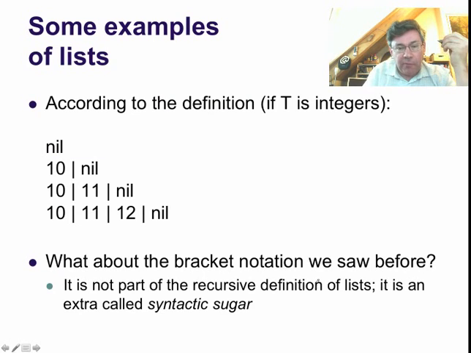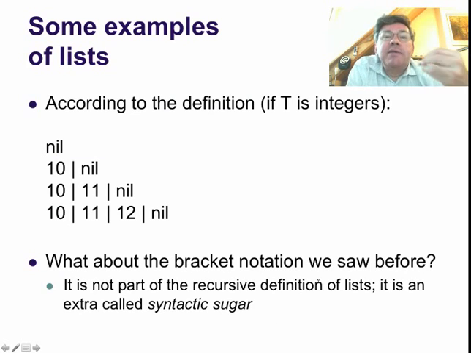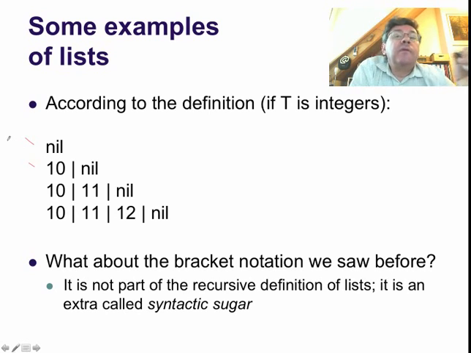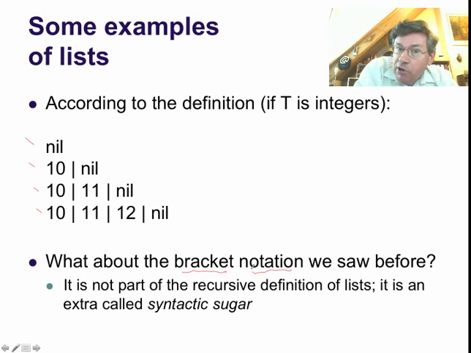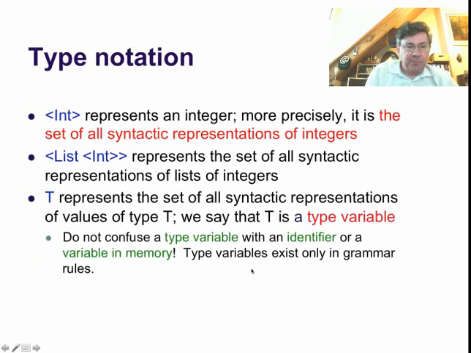So here are some examples. Assuming now T is an integer type, we have nil, the empty list. We have 10 bar nil, which is a list with one element, just the number 10. 10 bar 11 bar nil is a list with two elements, and here we have a list with three elements, and so on. So what about the bracket notation we saw in the previous video? Actually, it's not part of the recursive definition of lists. It's something extra called syntactic sugar for the programmer's comfort, and we will look at that later.